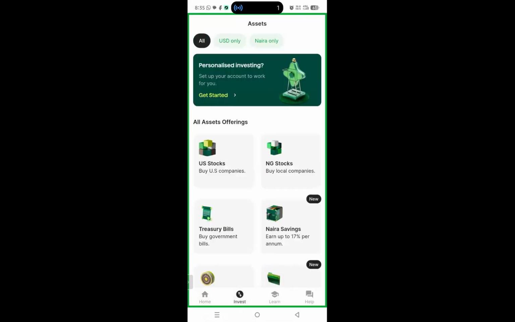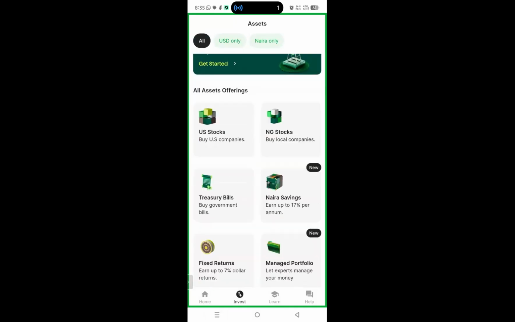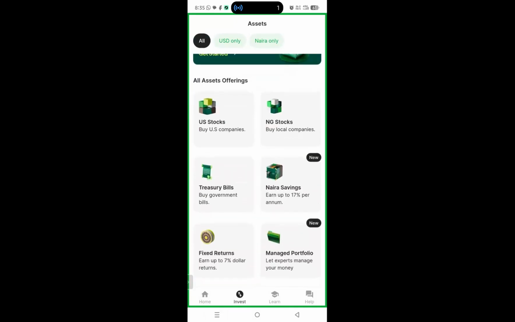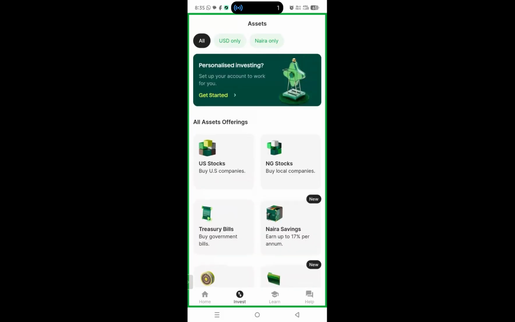Now, when you go to invest, it shows you the different assets or the different investment opportunities that are on the app. We have US stock markets, Nigerian stock markets, treasury bills, Naira savings, fixed returns, and managing your portfolio. That is when you actually let an expert help you manage your portfolio and you pay a particular fee for it. So this is under invest.